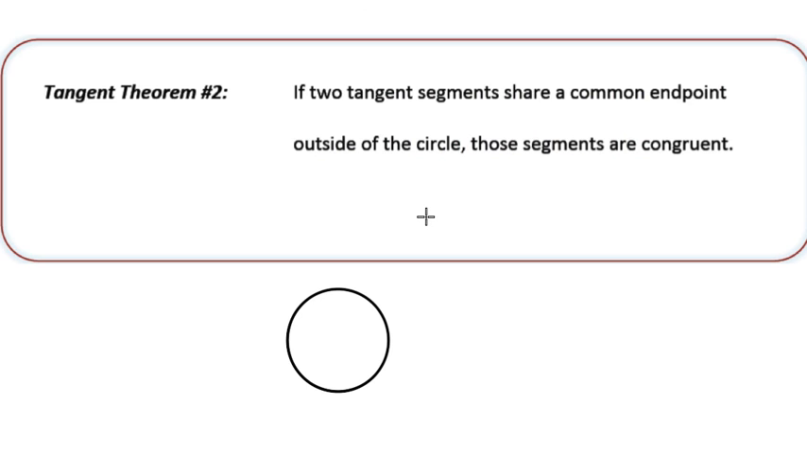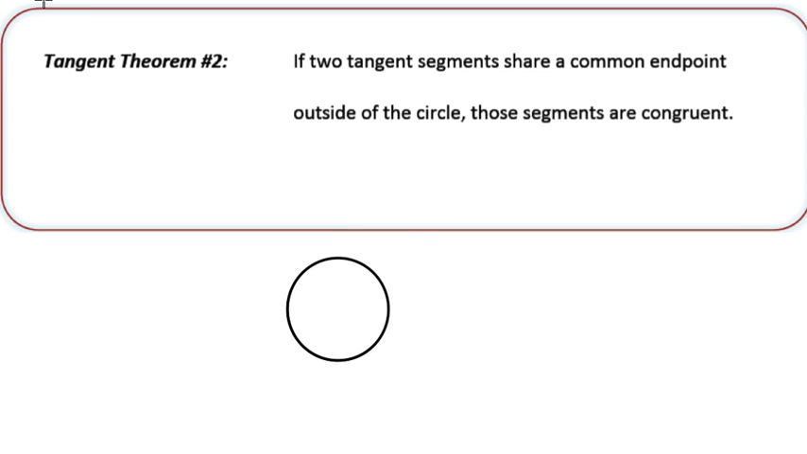Okay, tangent theorem number 2. If two tangent segments share a common endpoint outside the circle, those segments are congruent. Remember, you're going to have to pause the video and write this down. I know we're going pretty quick here. But what does this look like? Well, if you have a common endpoint and two tangents.